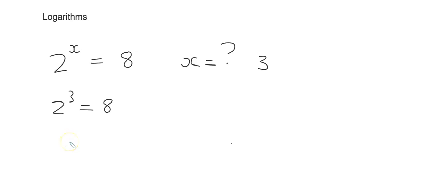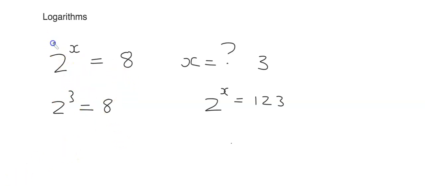But imagine we didn't have nice numbers here. Imagine we were trying to work out, say, 2 to the power of x is equal to 123. Obviously now this is going to be much more difficult. So how can we work out any question like this where the power is unknown? Well, that is where logarithms come in. So let's try and understand some notation in terms of how we can use logarithms.